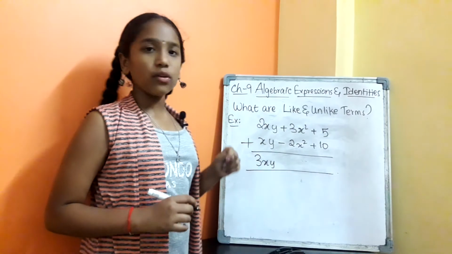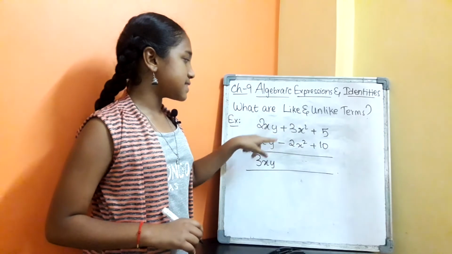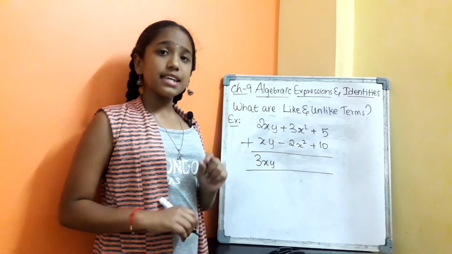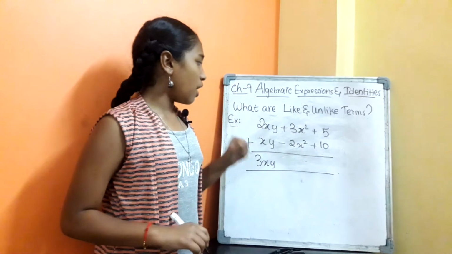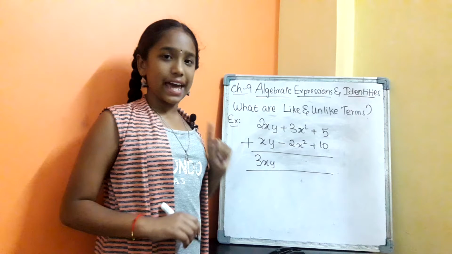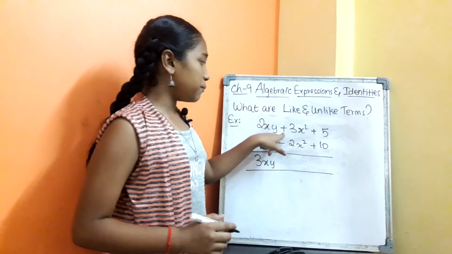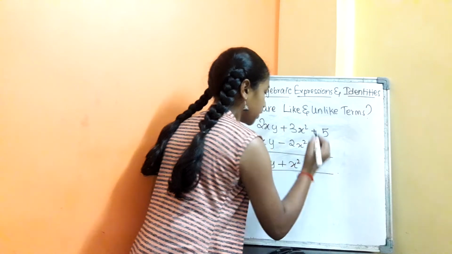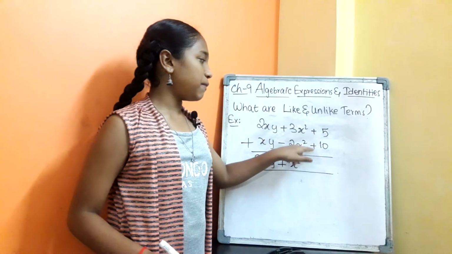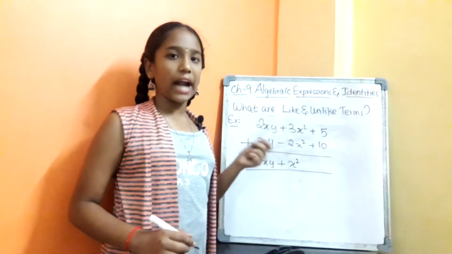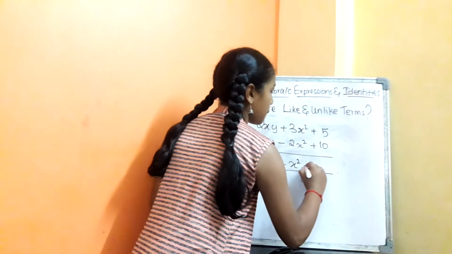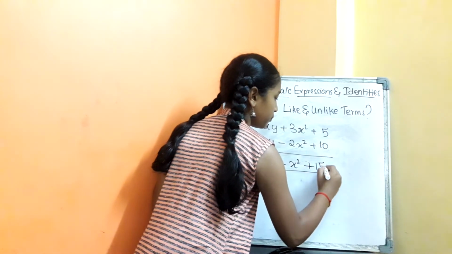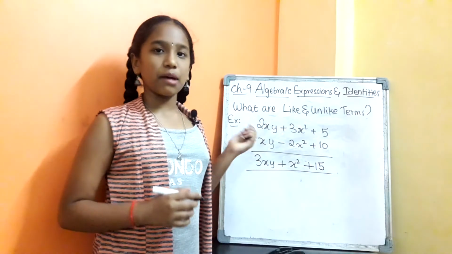Now, here you have to check one thing. Plus and minus is minus. So, you have to check 3 minus 2 is x square. The bigger number sign is plus, so plus x square. And here 5 plus 10, both are plus symbols, so I have to add directly. 5 plus 10 is 15. That's it. The sum is done.